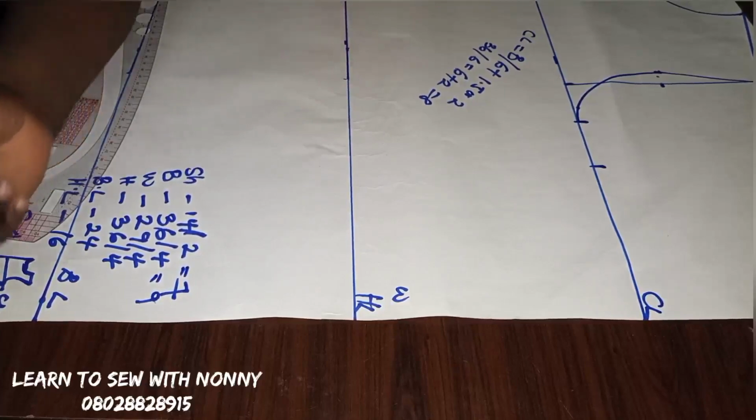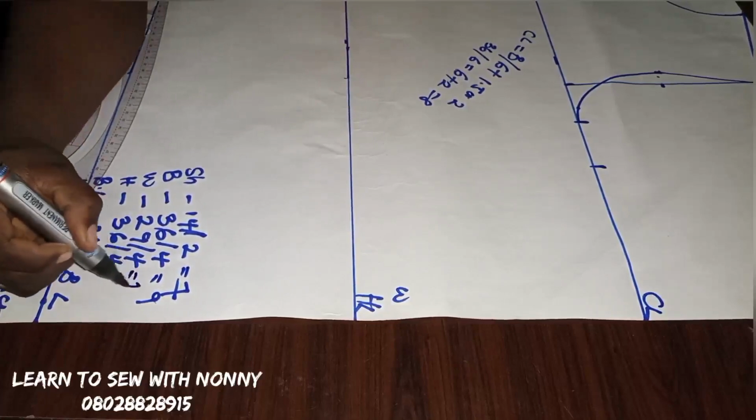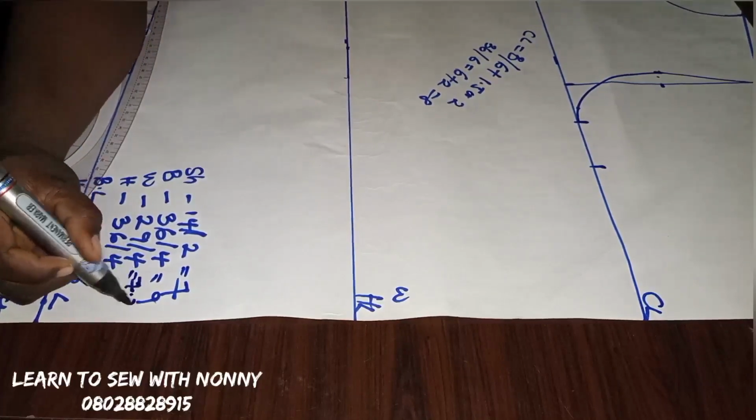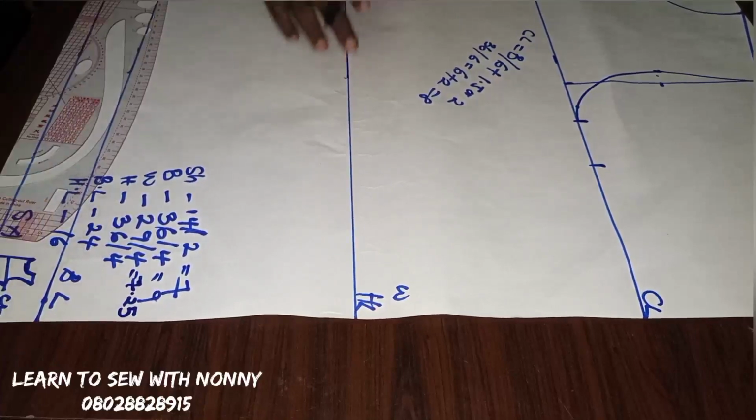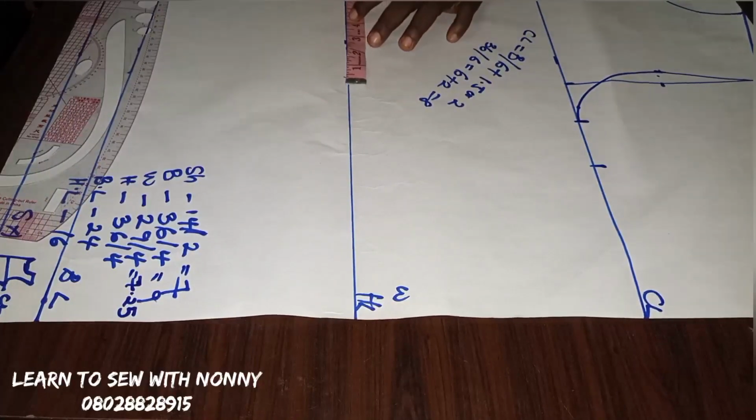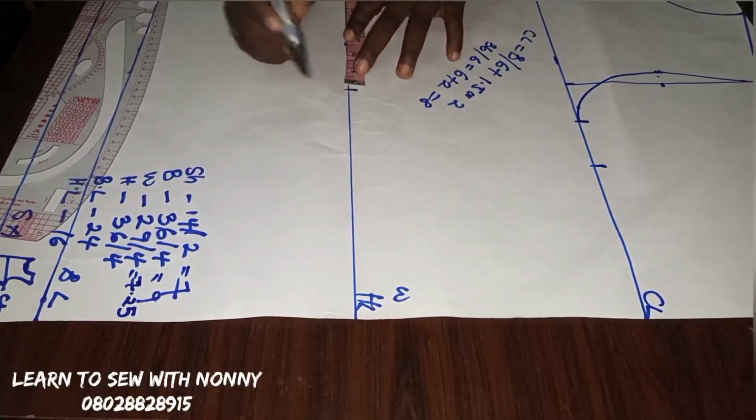Now on the waistline, or on the half length, you're going to divide your waist measurement by 4. So the waist I have is 29 divided by 4, that's 7.25, that's 7 1/4.